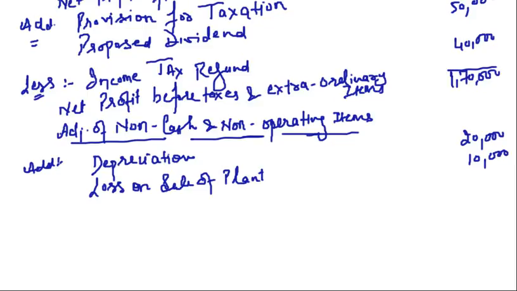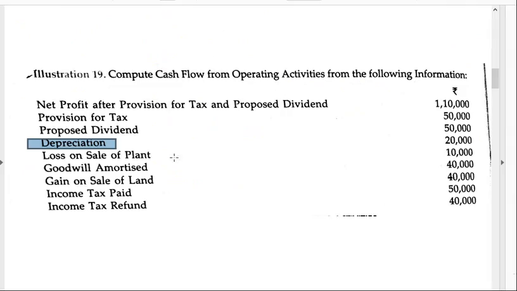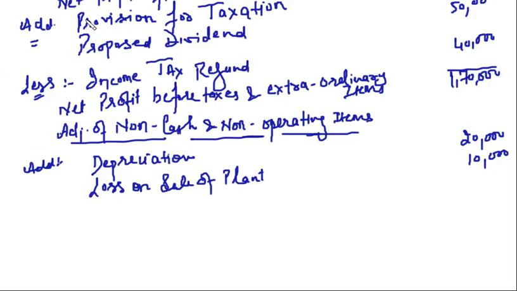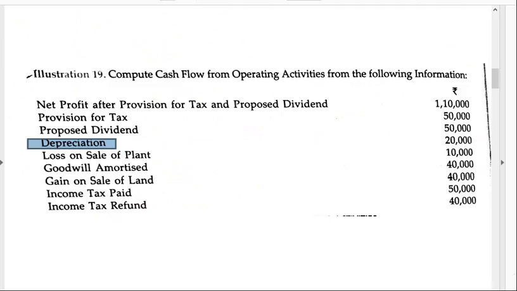Clear? Next is goodwill amortization, 40,000. That means we have written off goodwill in the profit and loss account. We will show this on the debit side, but it is a non-cash item because it does not involve any cash outflow. It is just that we are reducing the value of our assets in the books.